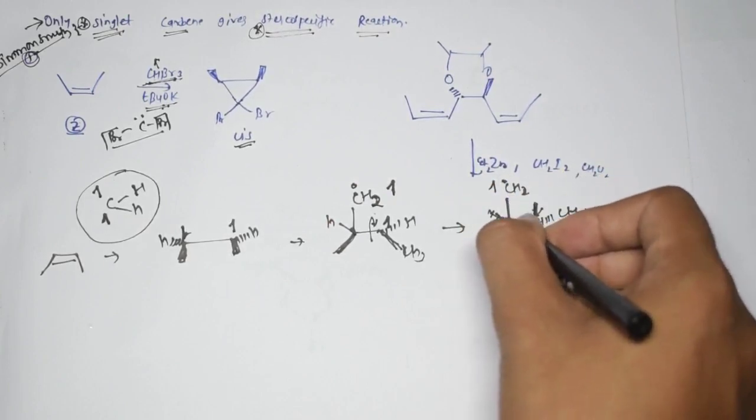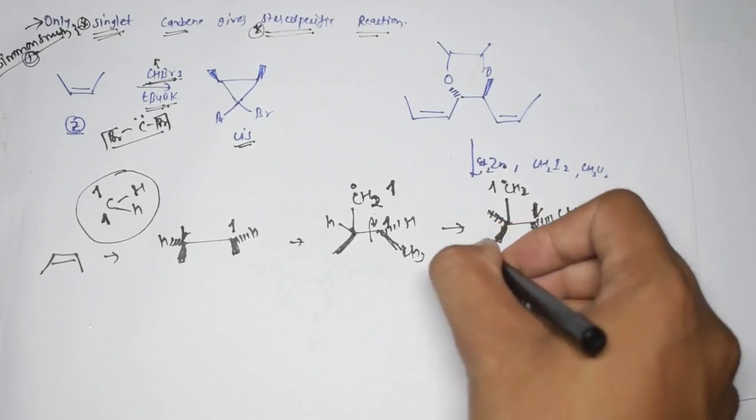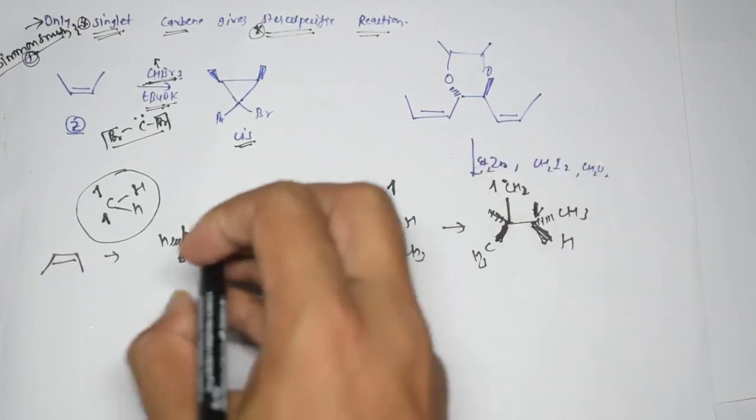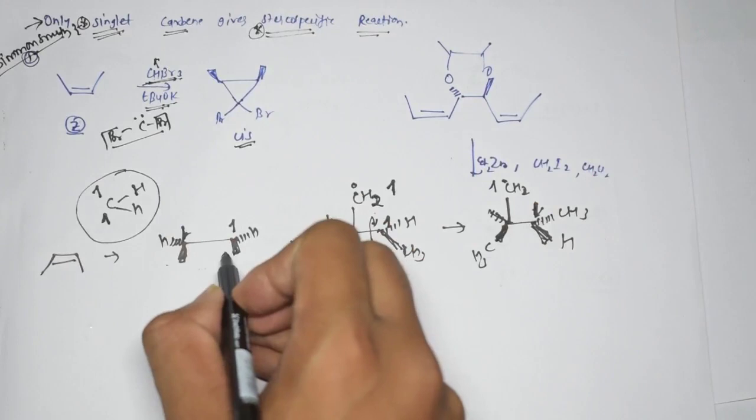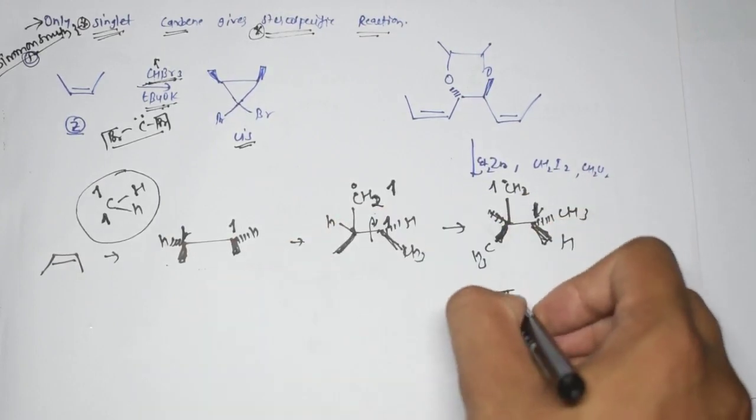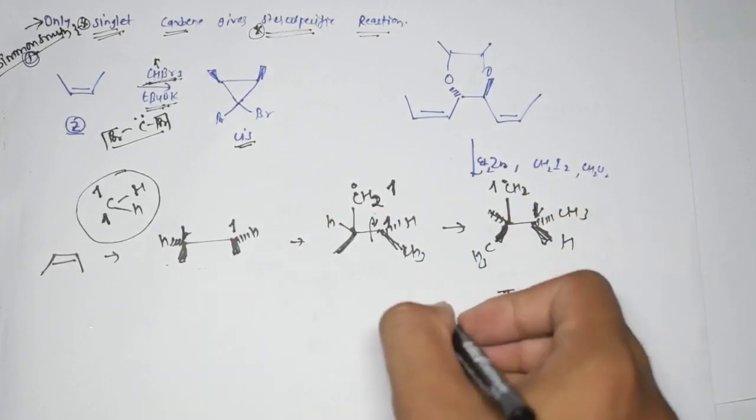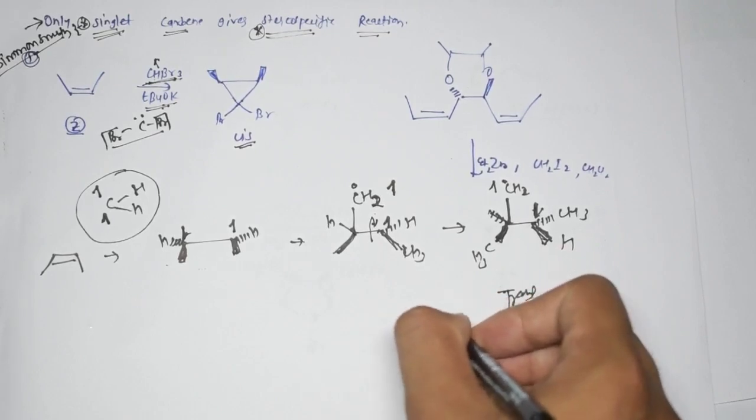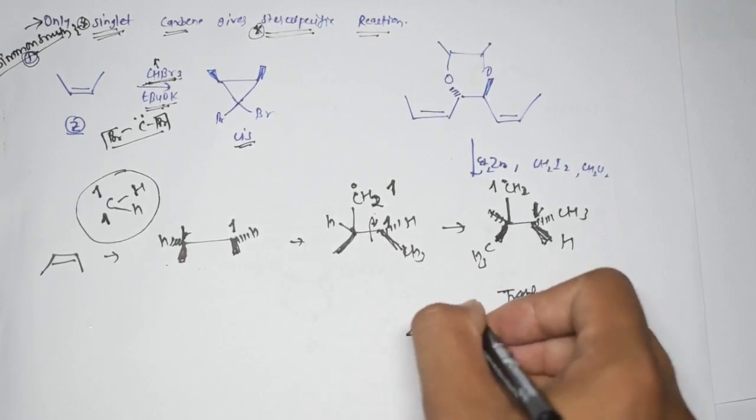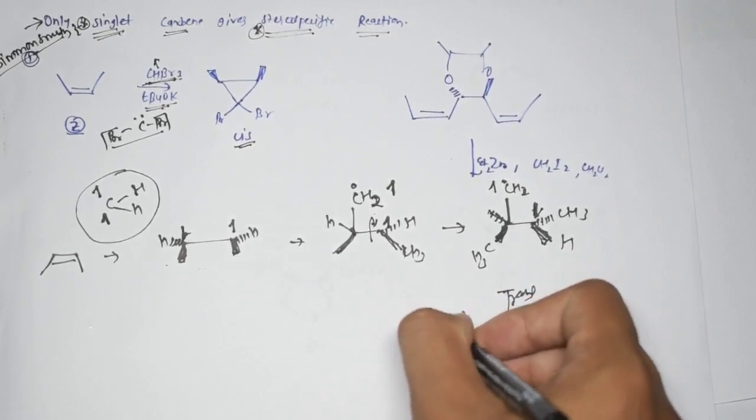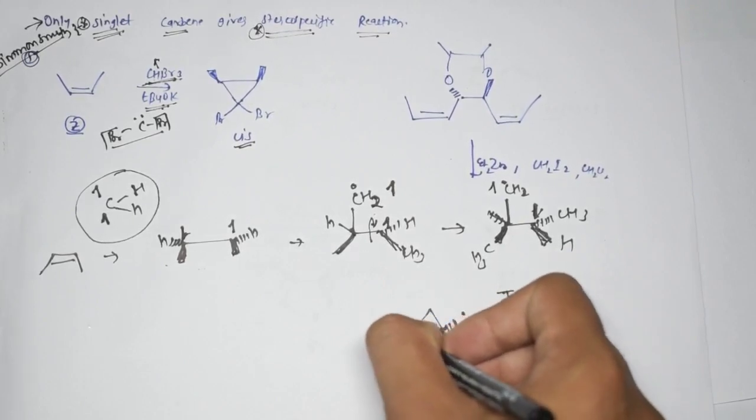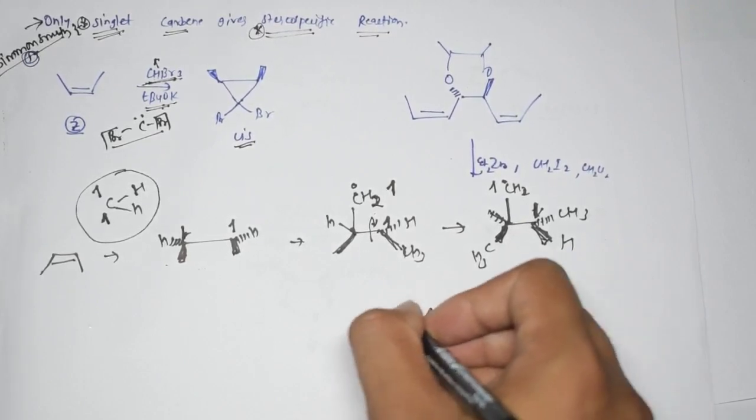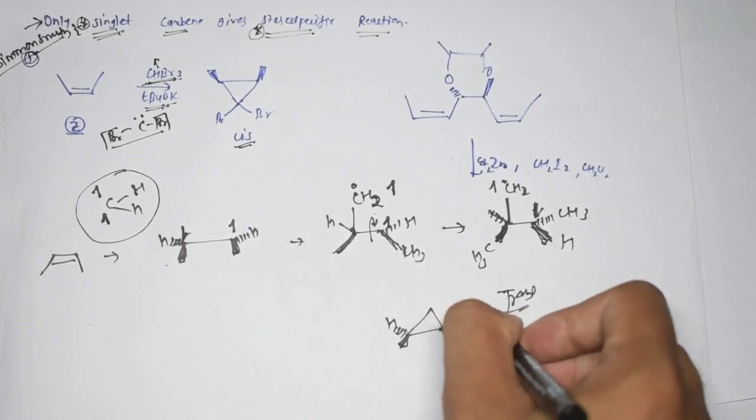But here what you can observe is that one methyl is above the plane and one methyl is below the plane. Here we had both the methyls above the plane, right? So here the trans product will be formed like this. I can write it like this: here we have this methyl group and one hydrogen, and here this methyl group and this hydrogen. So this is the trans product, right?